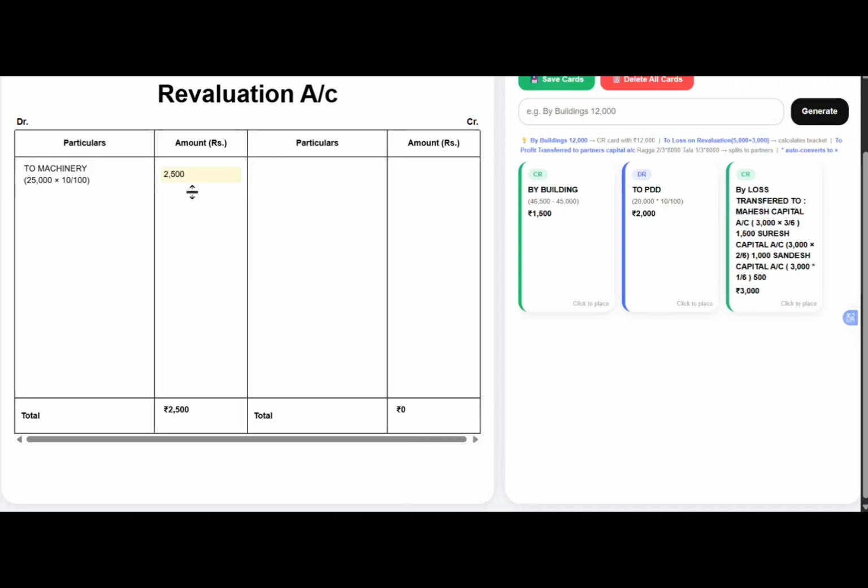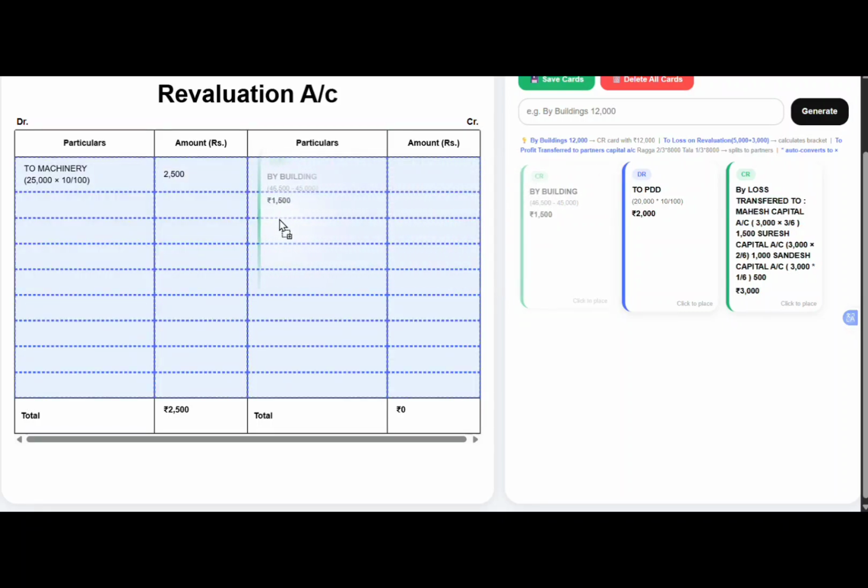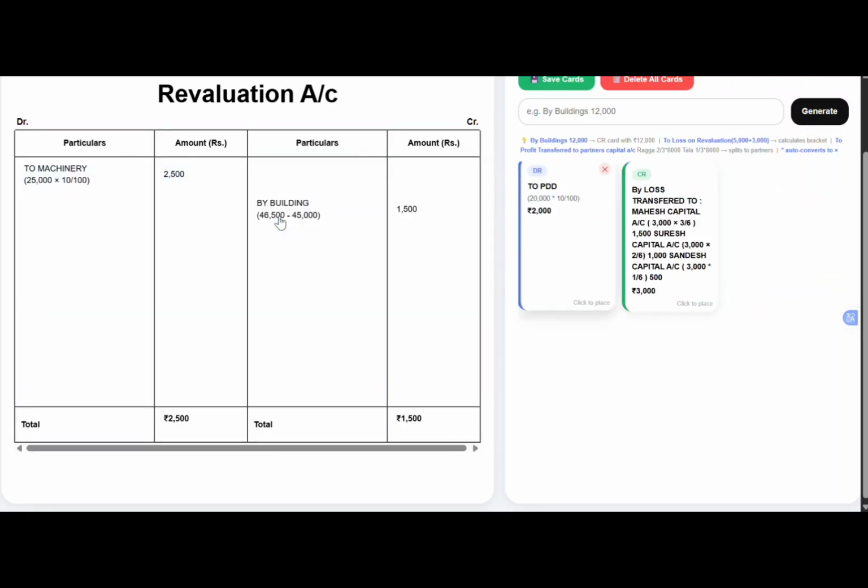Now, moving on to the next adjustment, it says building is revalued. When we compared the old value given in the balance sheet and the new value given in the adjustment, we could find out that there is an increase in the value of building. So it is an increase in the asset. Therefore, it will appear on the credit side of the revaluation account as by building, that is the new value 46,500 minus the old value 45,000, which will be 1,500, the increase in the value of building.